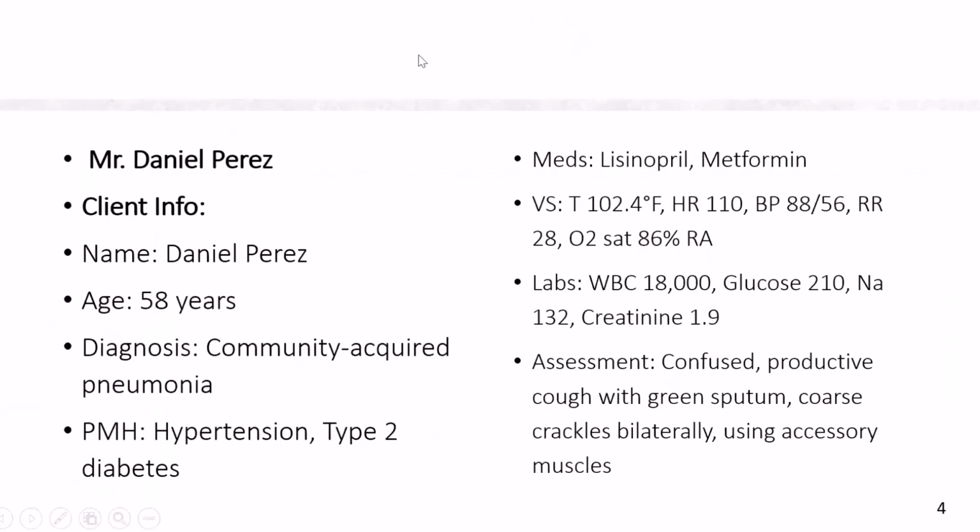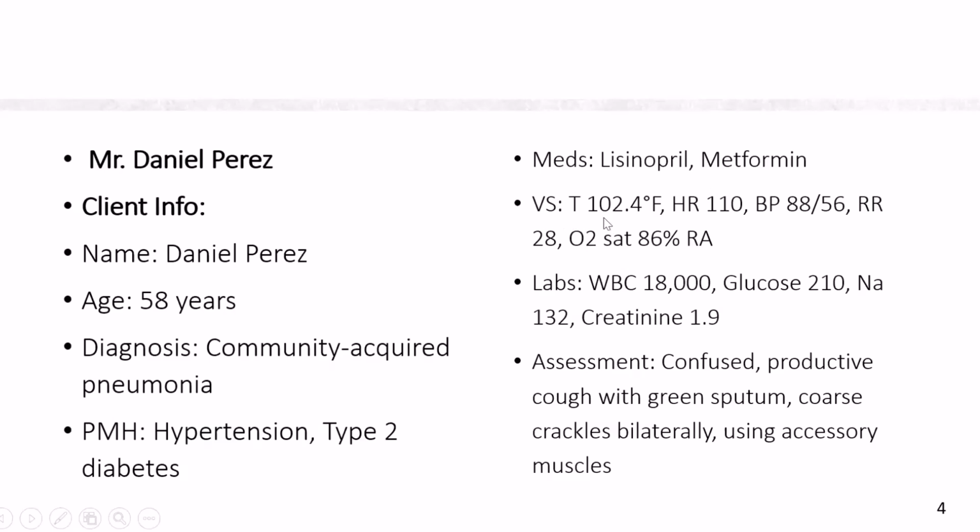I'll read quickly and then you provide the answers. As I read, you pay attention to the important pointers in the history, physical exam, labs, and everything. So we have Mr. Daniel Perez, 58 years. Pay attention to the age. The diagnosis is community-acquired pneumonia. His past medical history: hypertension and type 2 diabetes. These are the medications: lisinopril and metformin.